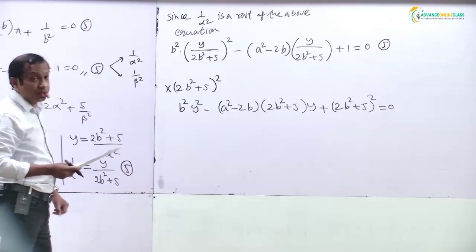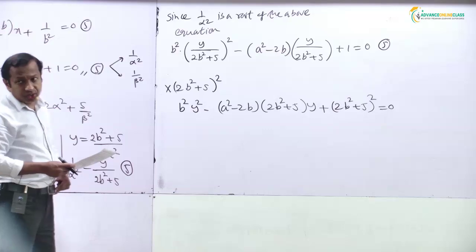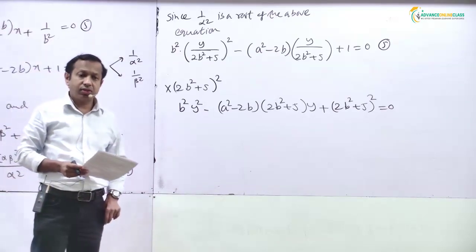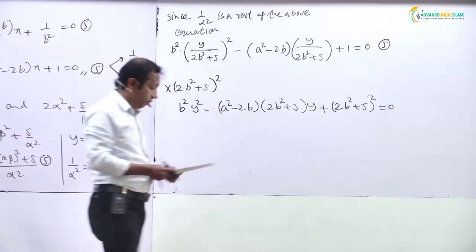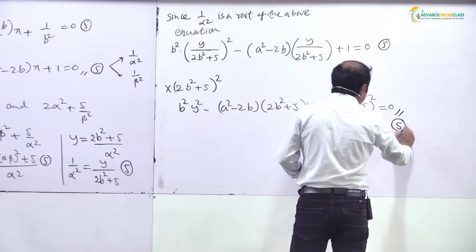Do we need to change this y to x? No. Even though we keep it in terms of y, it's still correct. Or you put x for y, still okay. Right. Here, another 5 marks.